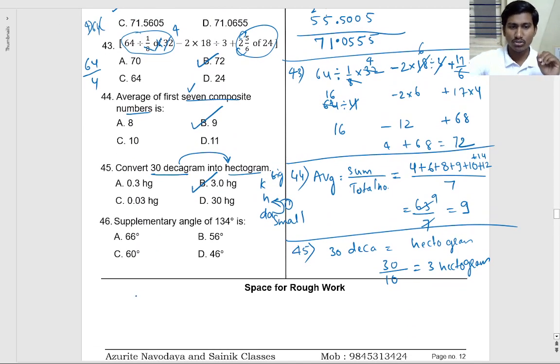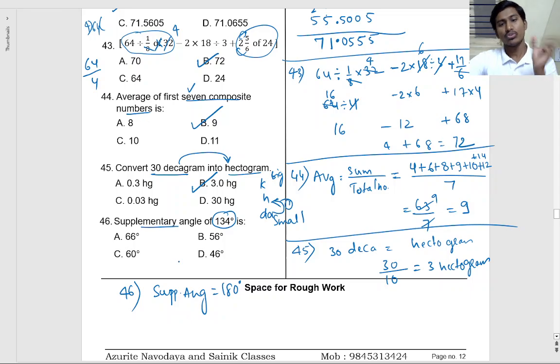Now the 46th question, what is the answer? Supplementary angle of 134 degrees. Supplementary angle means the sum will be 180 degrees. So if you want to find the supplementary angle, we have to subtract from 180. So 180 minus the angle, which is 134. If you subtract, you will get 46. So option D is the answer here.